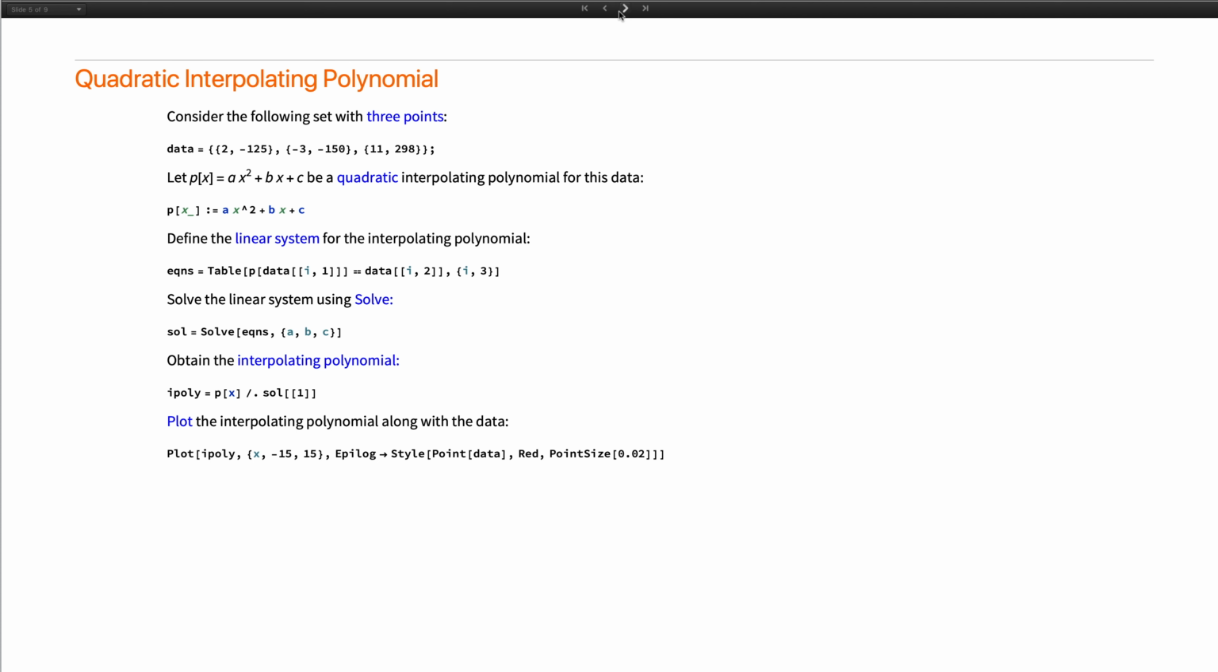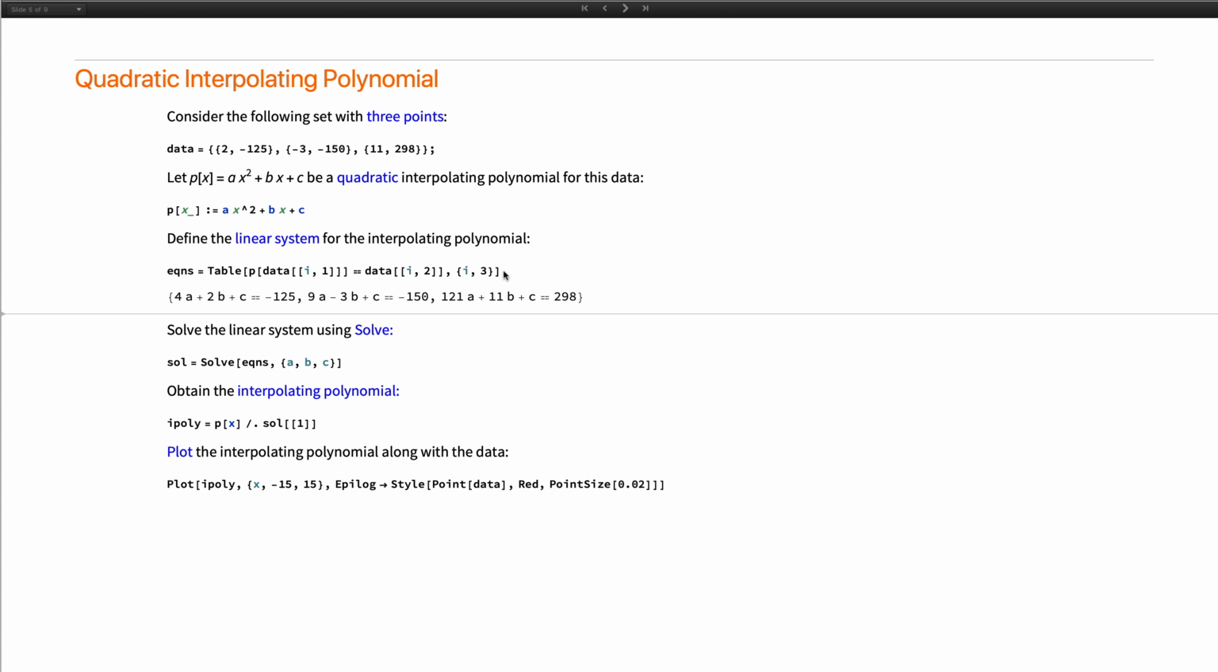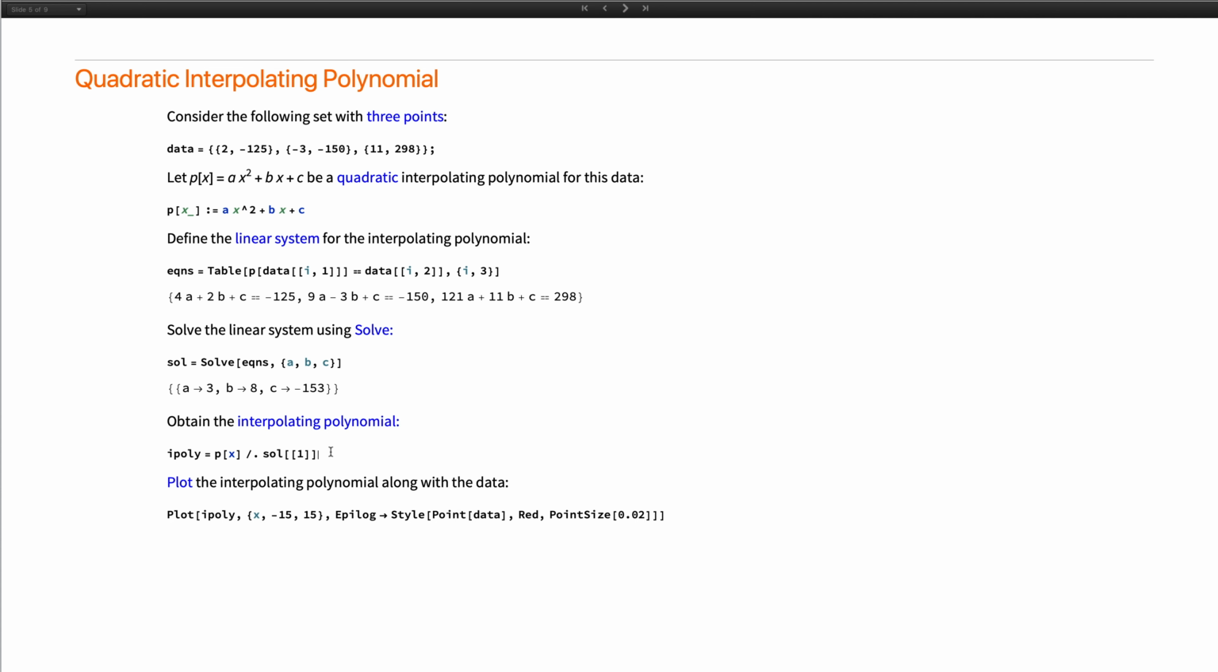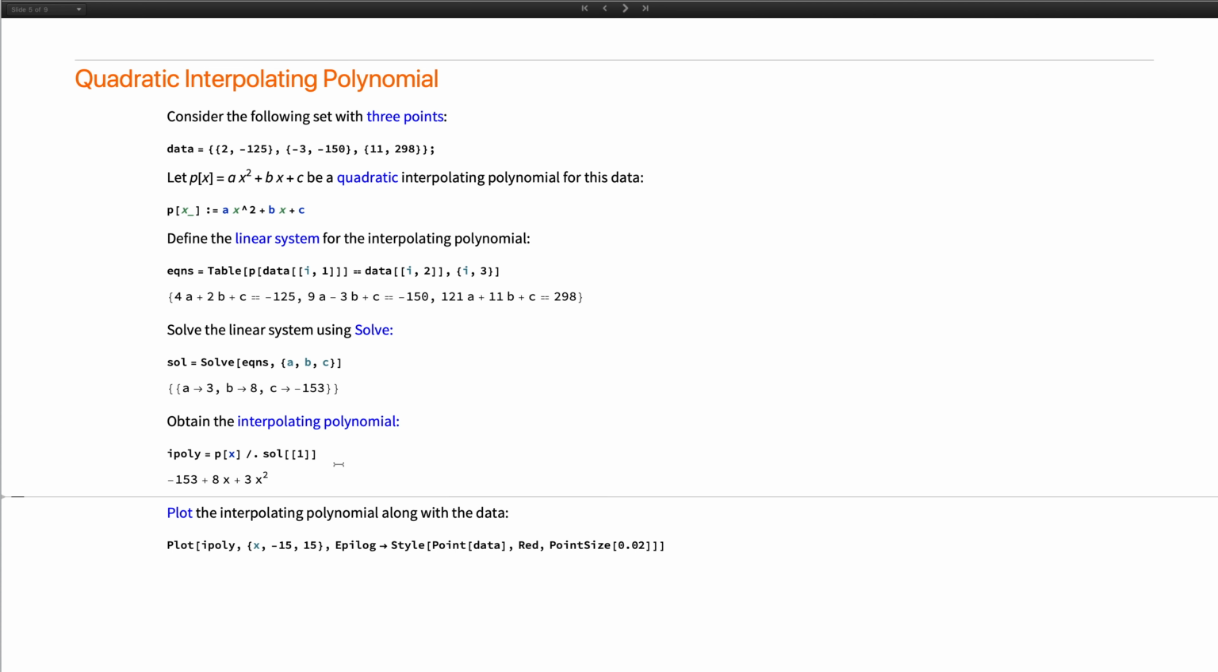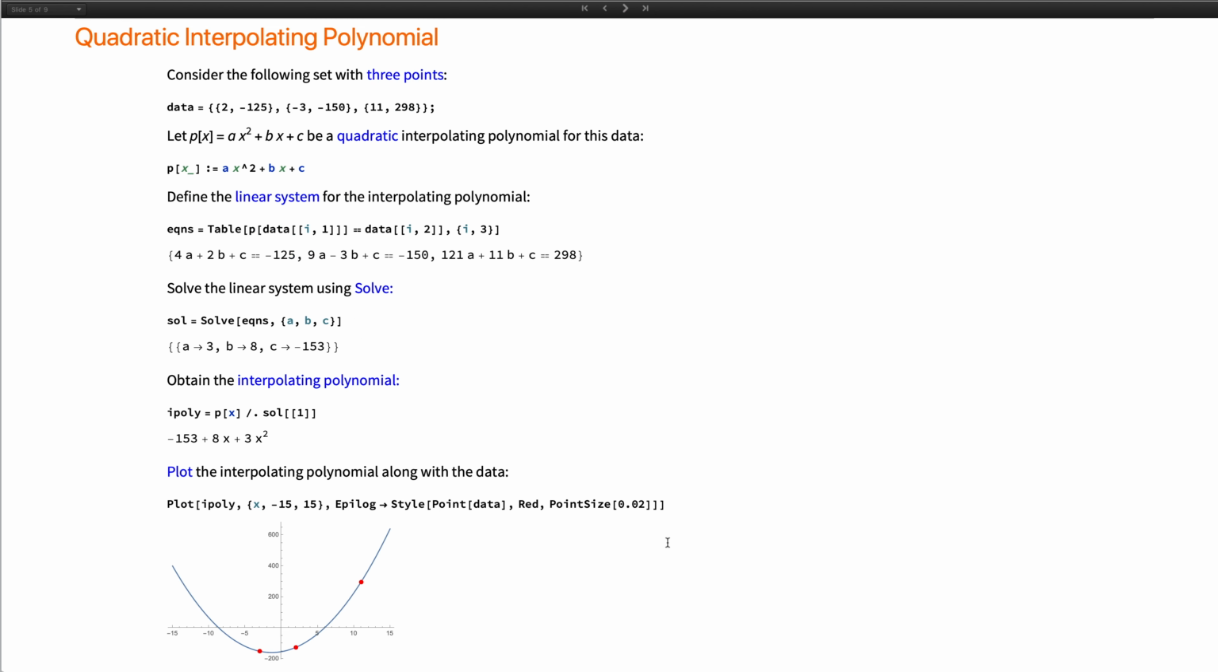So on to the case of a quadratic interpolating polynomial. Now I've got 3 data points, so I'm going to have a quadratic function fitting them. I set up an equation system with 3 unknowns, a, b, and c: 3 equations, 3 unknowns. I solve the system, plug it back, obtain the polynomial, and when I plot it, again, there's a very nice fit.